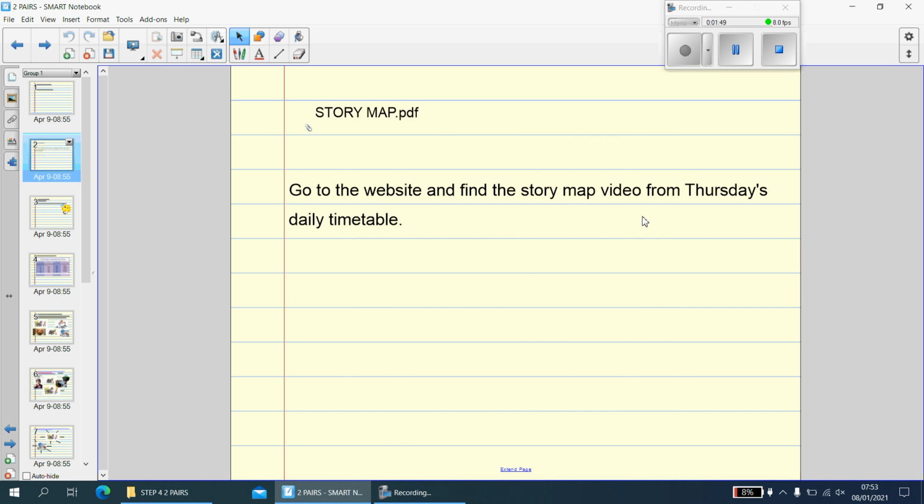Okay then, so hopefully you've been practicing that story map. If you're feeling really confident with your story map and you're really proud of your actions, your parents are more than welcome to record you reciting your story map, and they can send that through to me to show off your learning.